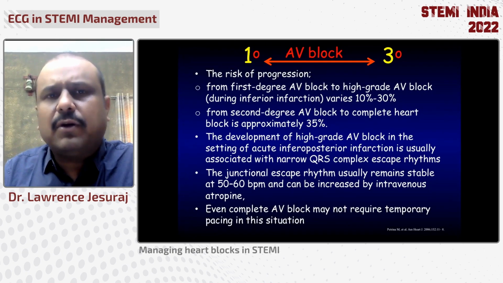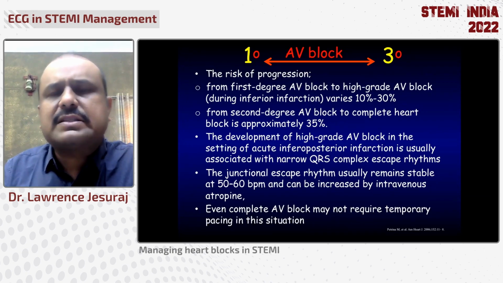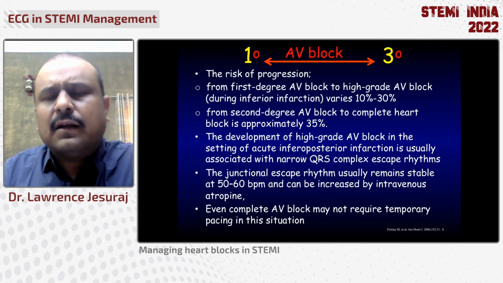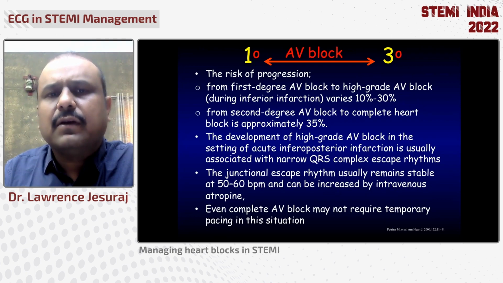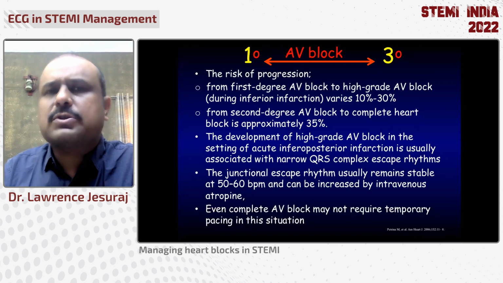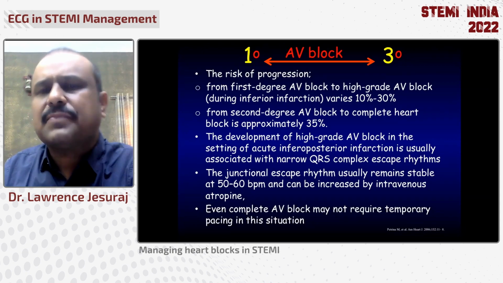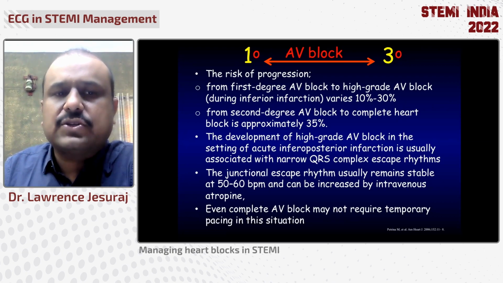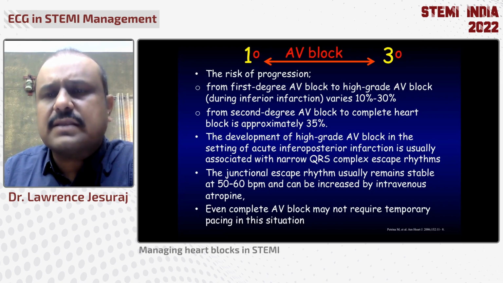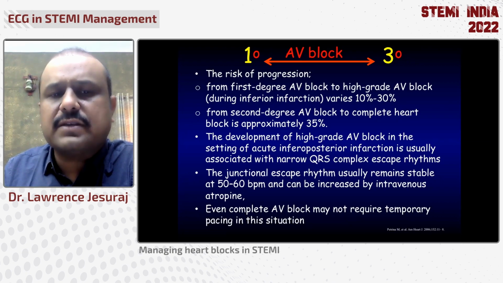So whenever you see an AV block, one thing we are worried about is symptoms, and second is whether there is any chance of progression. The progression of first degree AV block to high grade AV block varies from 10 to 30%. From second degree AV block to complete AV block is around 35%. The development of high grade AV block in the setting of inferoposterior wall infarct is usually associated with a narrow QRS because a lot of times the problem is happening at the AV nodal level or is vagally mediated. The junctional escape rhythm usually remains reasonably stable. You will see a heart rate of around 50 to 60 beats per minute, and this can be increased by intravenous atropine.